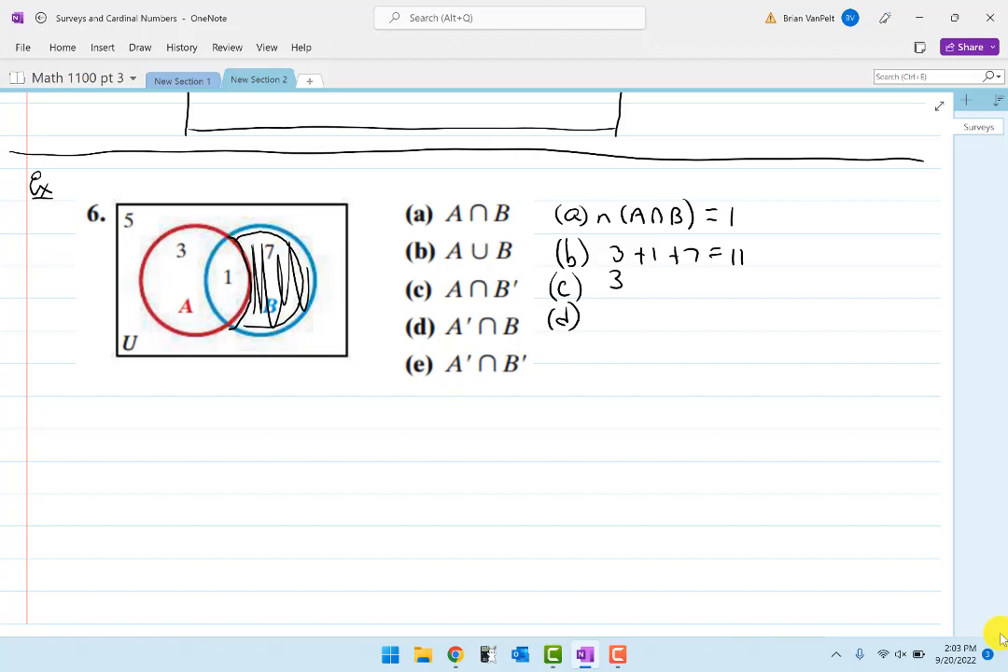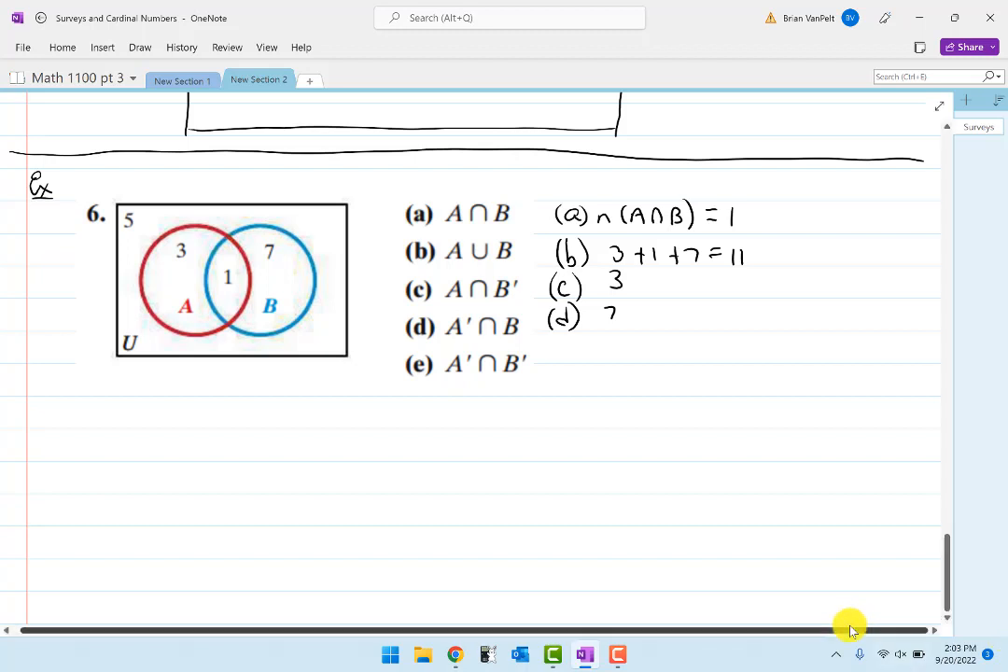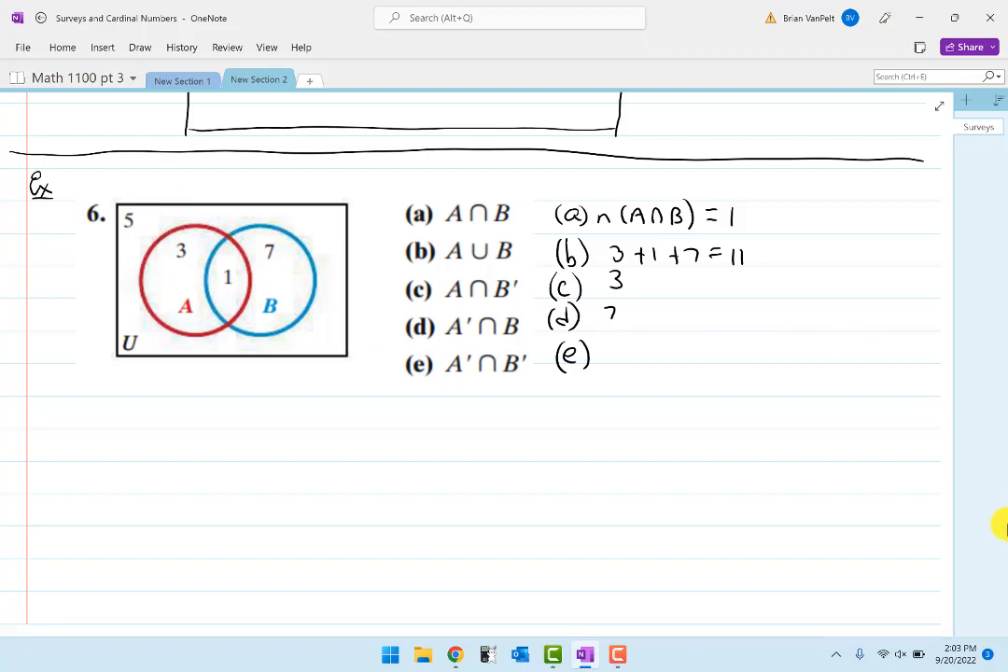And that says there's 7. And then finally, the last one says, what is the number of items that are neither in A and they're not in B? So if they're not in A and they're not in B, that must mean that they're outside the circles. So that would be this number 5 up here.